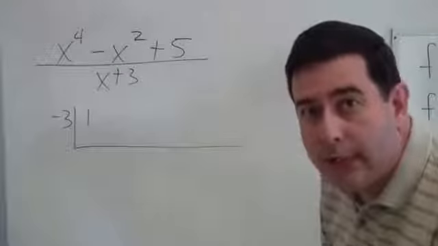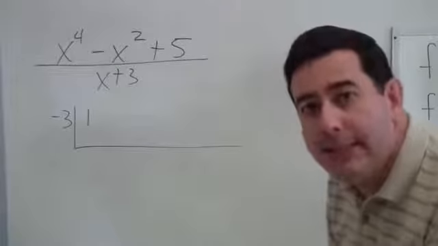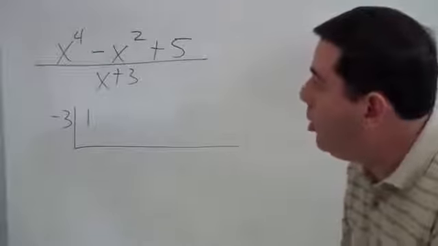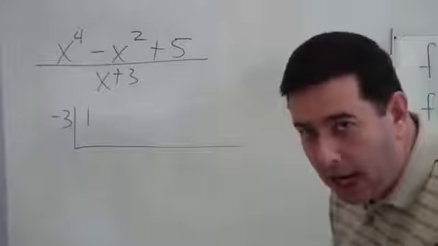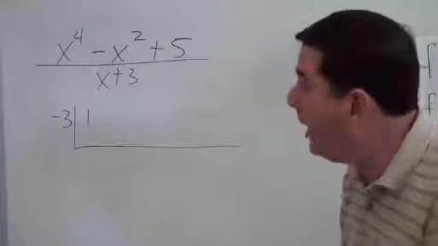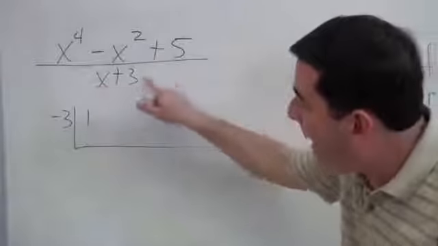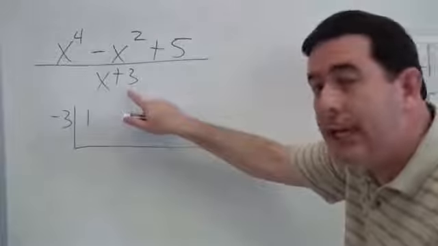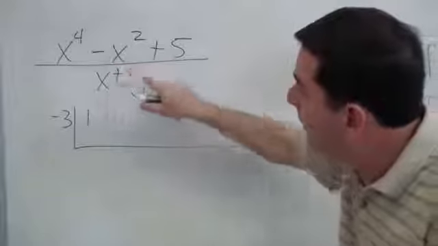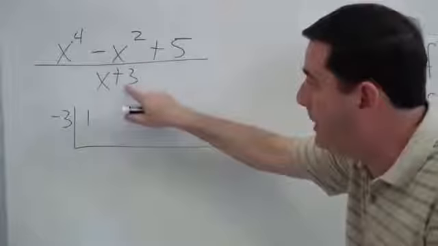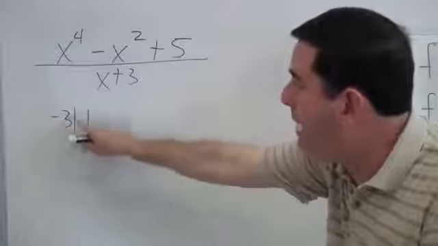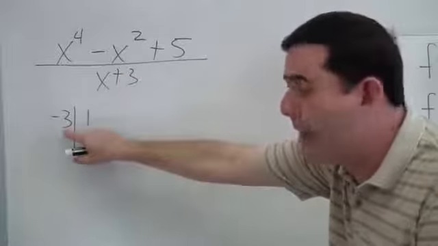Now let's try one that's a little bit harder because it's missing some terms. Here, notice that I've already got my box started to be set up. We took the divisor on the bottom and set it equal to 0 and solve, and that really gives me just the opposite of the number that's here. That's what goes on the outside. Opposite of positive 3 is negative 3.